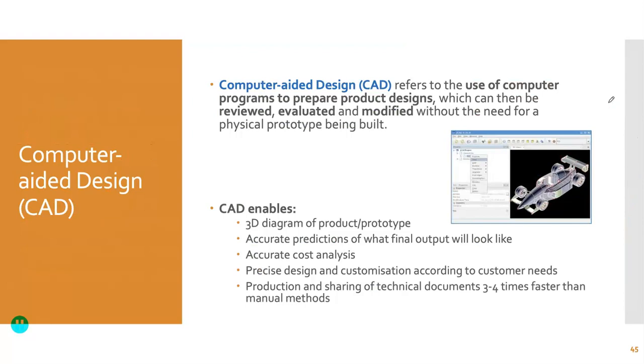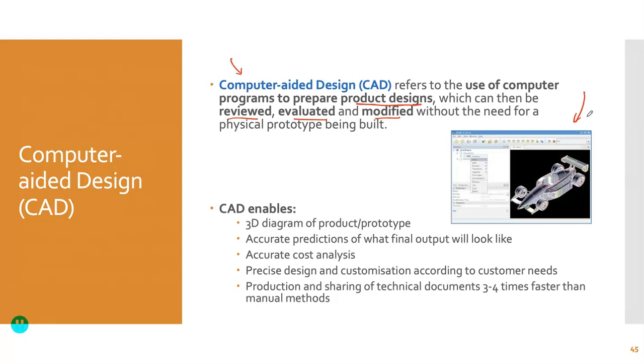Now, if we start to think about some other strategies, we're now going to think about computers and how they can help us in the design and production process. Our first strategy is called computer-aided design. This refers to the use of computer programs to prepare product designs. So actually design the product, not make it, design it. This can then be reviewed, evaluated, and modified without the need to actually build a prototype. You're using a computer to design the product and test it, just like we are doing here for a car.